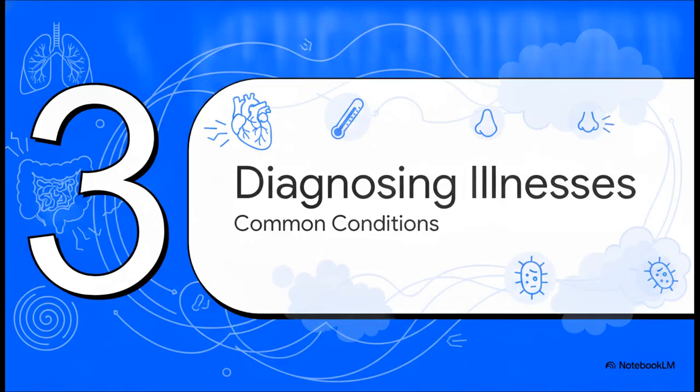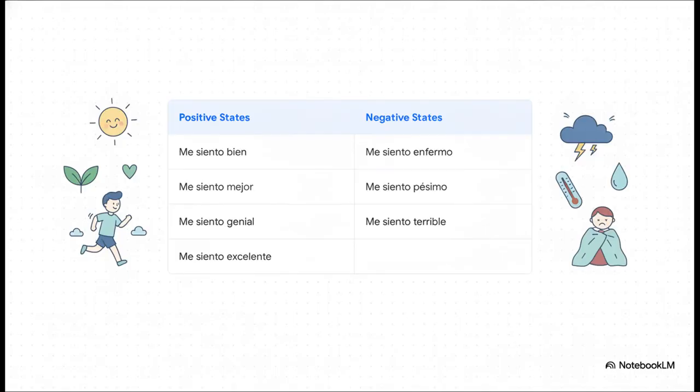All right, Section 3, diagnosing common illnesses. Before you even start detailing specific symptoms to the nurse, you really need to establish your general state using the reflexive verb sentirse, basically how you feel yourself. For a routine checkup where everything's going great, it's me siento bien or me siento genial. But if we're back in our vacation nightmare scenario, you're going to be using that negative column, me siento enfermo, me siento pésimo, or me siento terrible.